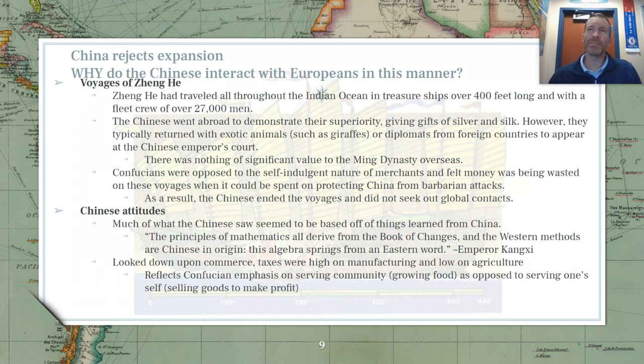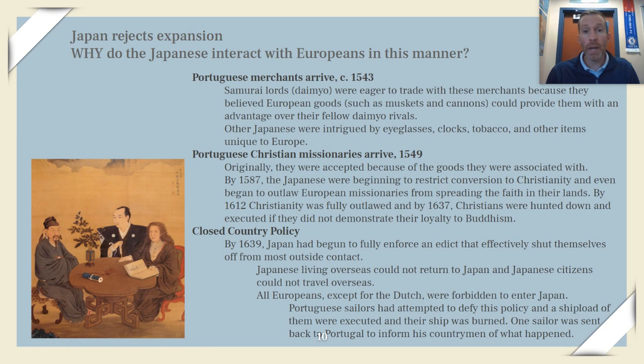They're kind of like, you're just ripping us off anyway. We don't like it. So there's definitely an attitude of superiority with the Chinese that leads to this limited interaction with Europeans. Now for the Japanese, they reject expansion as well.